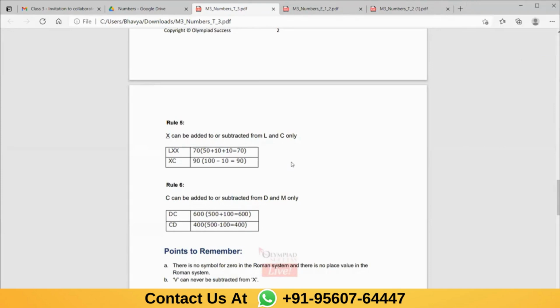Okay? L and C, no other symbol. These are very strict rules. We cannot alter them as per our need. Otherwise, these symbols for the Roman numerals will go wrong.